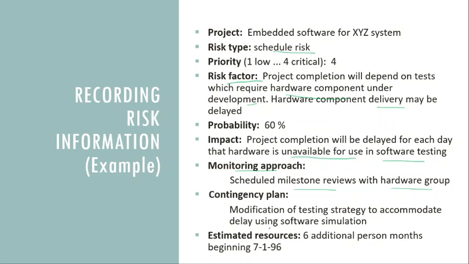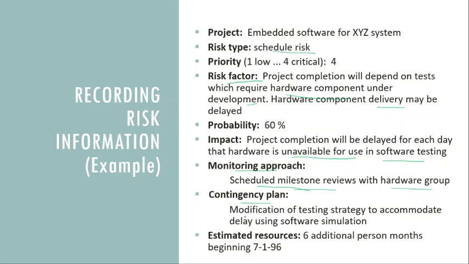And then if that is a schedule risk, definitely what we have to do is that the monitoring approach should be the schedule milestone, because this is the only way that we can monitor the schedule, isn't it? Then contingency plan, definitely whenever we develop a software, we should have a contingency, because anything may happen while we are developing this software project. So we should have a contingency plan.